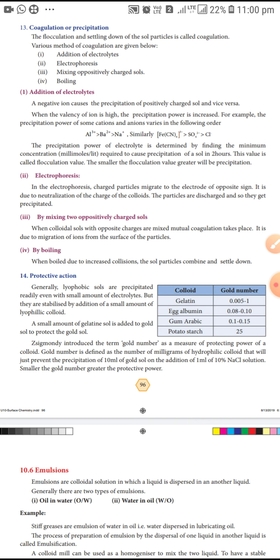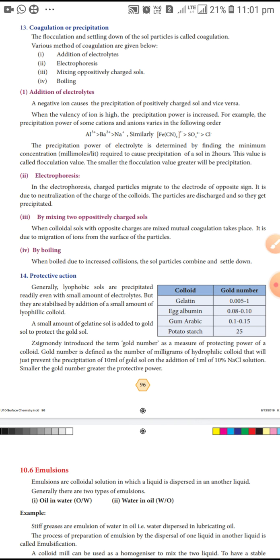First, let us learn about addition of electrolyte. Electrolyte means positive and negative ions. A negative ion causes the precipitation of a positively charged sol, and vice versa. The positive ions cause the precipitation of a negatively charged sol. When the valence of the ion is high, the precipitation power is increased.